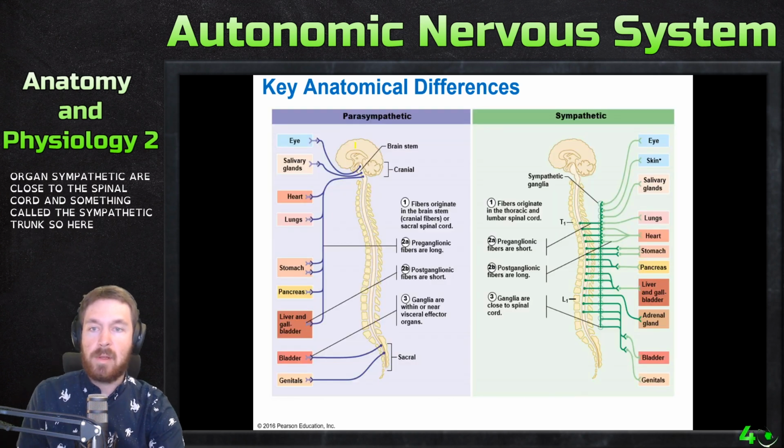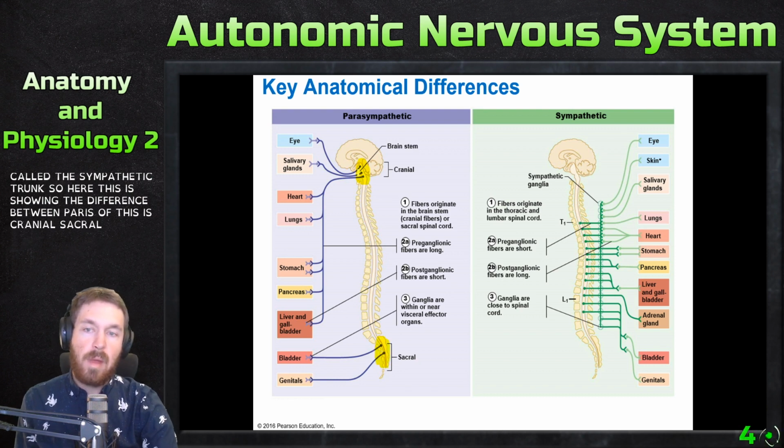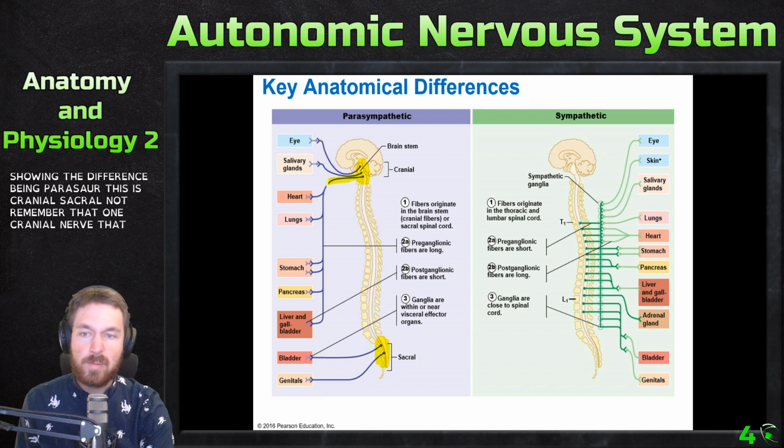So here, this is showing the difference between para. So this is craniosacral. Now remember that one cranial nerve that comes below the neck. Anyone remember what this one is called?